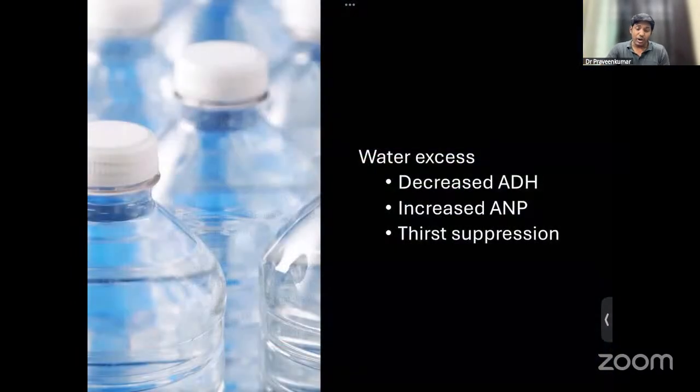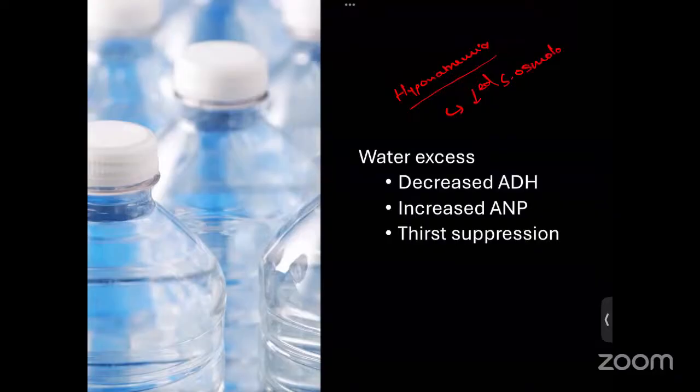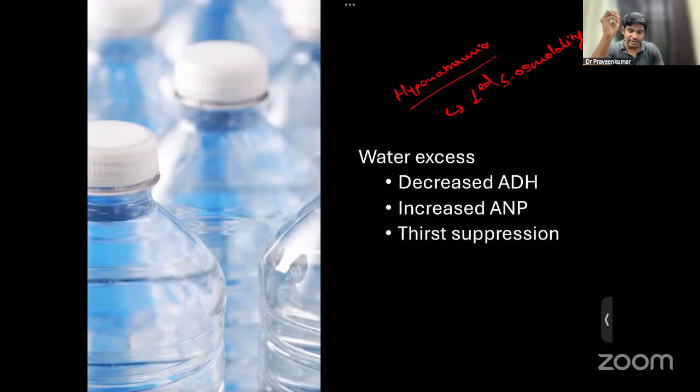Whenever there is a water excess, like if we drink 20 or 30 liters of water per day, there is decreased ADH, there is increased ANP, and there is thirst suppression. So whenever there is water excess, what exactly happens? There will be hyponatremia, because the blood will be dilute. Hyponatremia means decreased serum osmolality. This decreased serum osmolality will decrease ADH level, and it causes thirst suppression.